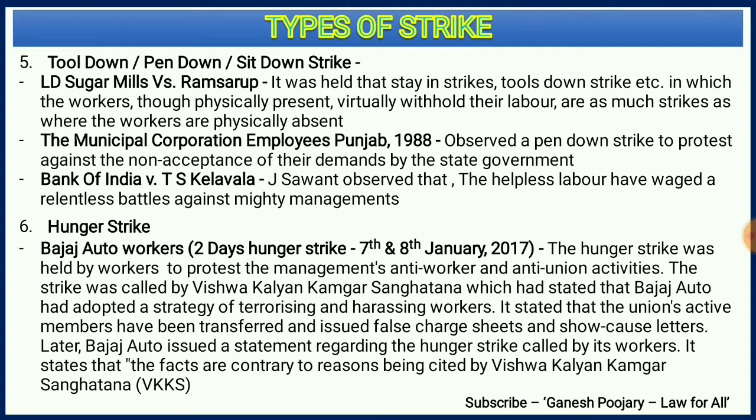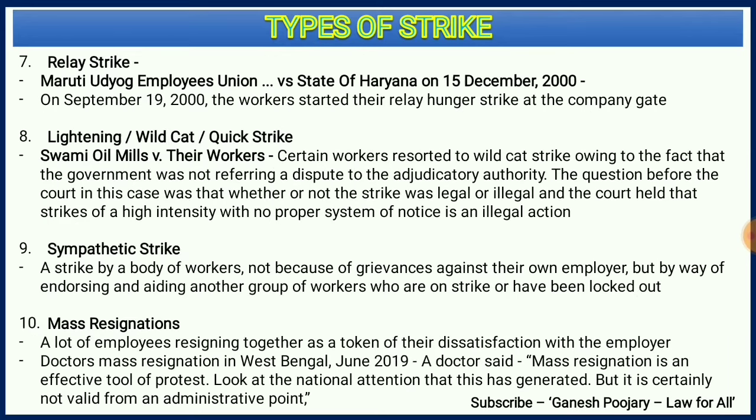Then comes the sixth type, which is one of the major ways of pushing the management to take a decision quickly, that is hunger strike. And one of the examples that you can quote is the strike by Bajaj Auto workers, which happened for 2 days on 7th and 8th of January 2017.